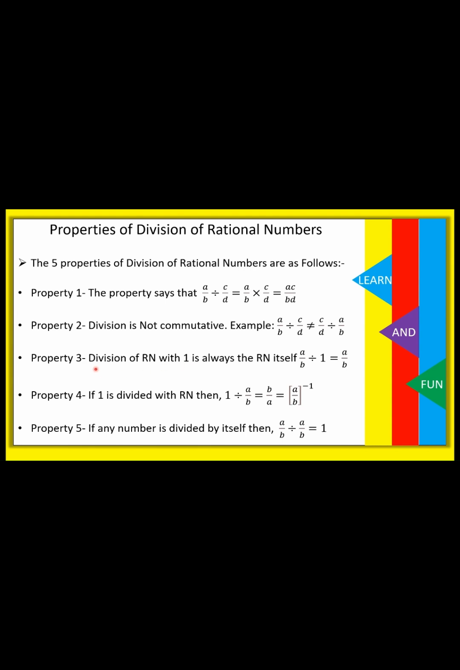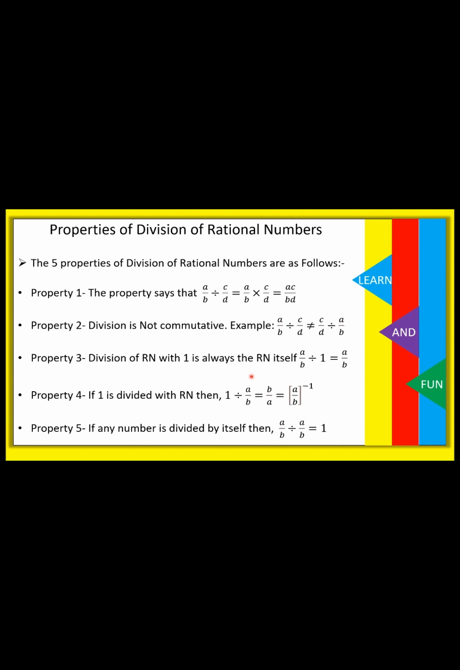Division of a rational number by 1 is always the rational number itself. What does this property state? a/b divided by 1 is equal to a/b. For example, take the second rational number as 1/1. To divide by it, we just take the reciprocal and multiply. So a/b into 1/1 will be a/b. This is the conclusion of property 3.